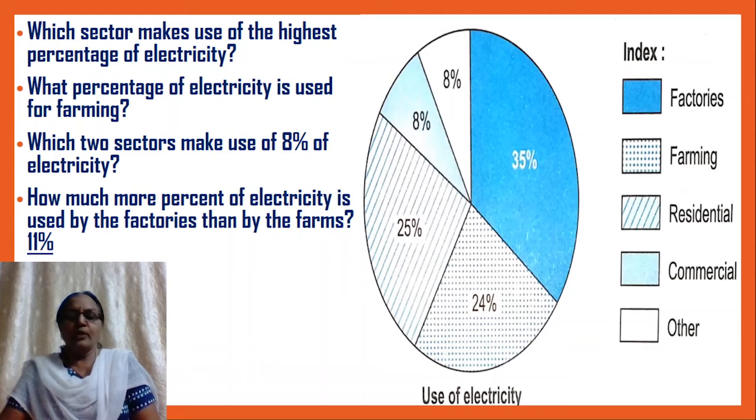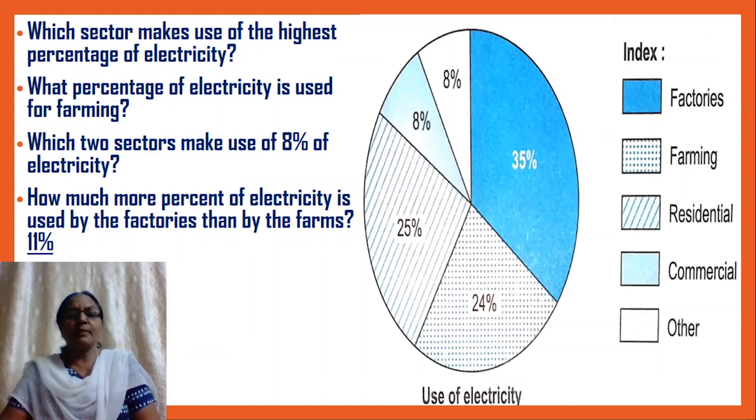Now, can you see? I think you'll be able to make out what this graph is. We call this a pie diagram. Here you can see various colors used. All these colors tell you about the various sectors and how much electricity is consumed by each of these sectors. Just go through that, and I think it is very clear. You can answer these questions.